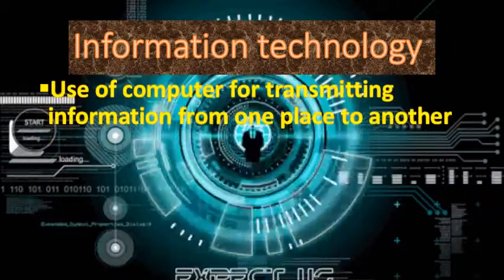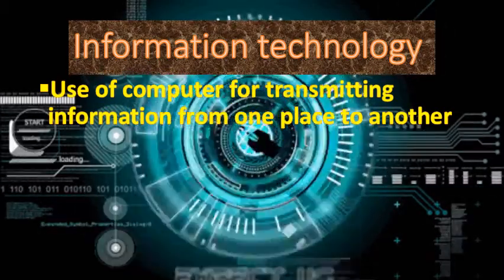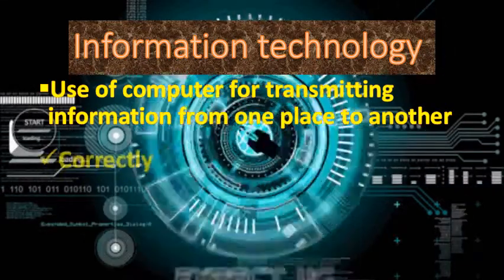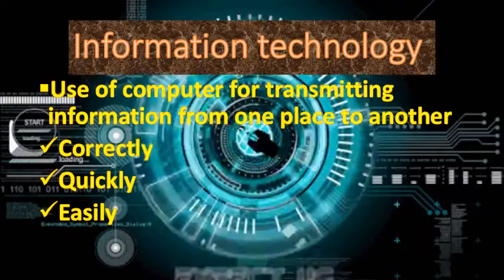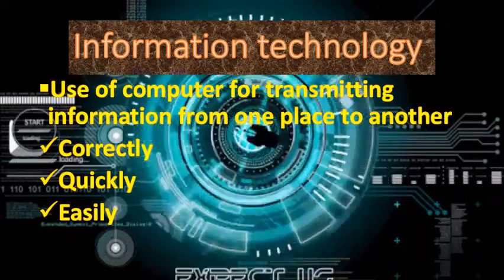According to our book, the easiest definition is in front of you: the use of computer for transmitting information from one place to another. The use of computer for transmitting information, knowledge or data from one place to another correctly, quickly, and easily. It means the data or information that is transmitted would be correct, and it would be sent quickly and easily. This is how information technology works.